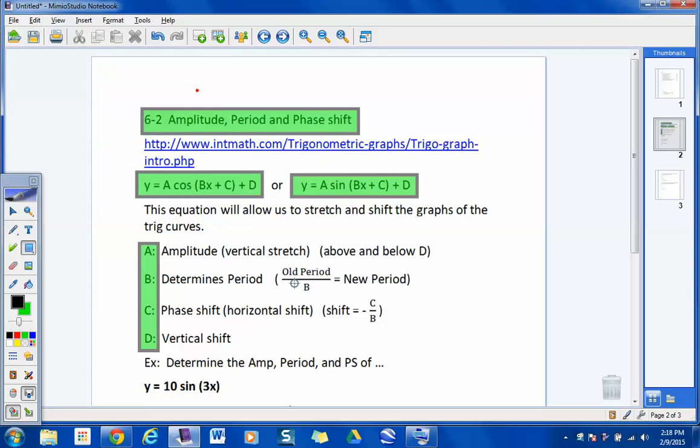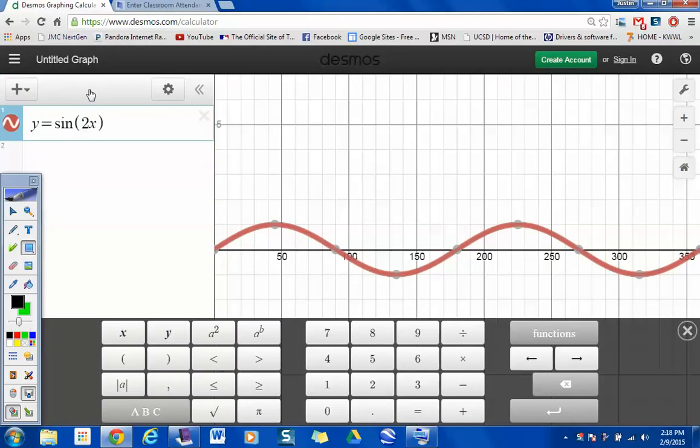Well, what was the B value I just used in this function right here? The B value I used there was 2, right? Okay, so what's 360 divided by 2? 180. So if I start at 0 here, go all the way up to here, down to here, back around, at 180 degrees I've completed one cycle. So that B value is going to determine your new cycle time. Okay? What if this was a 4 up here instead of a 2? What would 360 divided by 4 be?